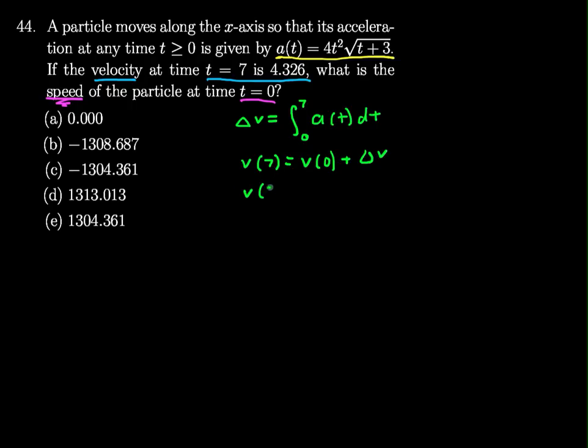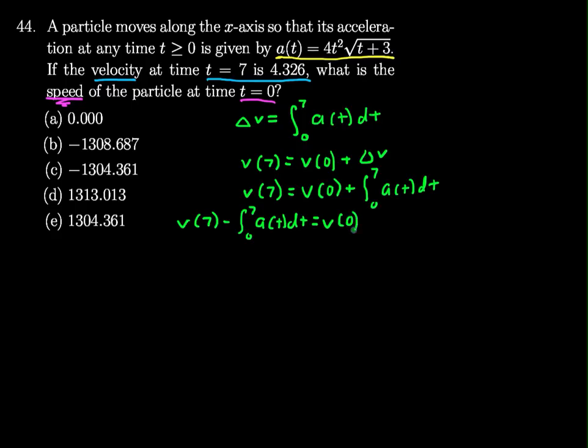So v of 7 will equal my starting velocity plus the integral from 0 to 7 of my acceleration with respect to t. And now I want to actually solve for the speed of the particle at time t equals 0. So I'm going to start by finding the velocity. I'm going to isolate this velocity. So I'll subtract this integral from both sides and get that v of 7 minus the integral from 0 to 7 of a of t dt is equal to velocity at time 0.